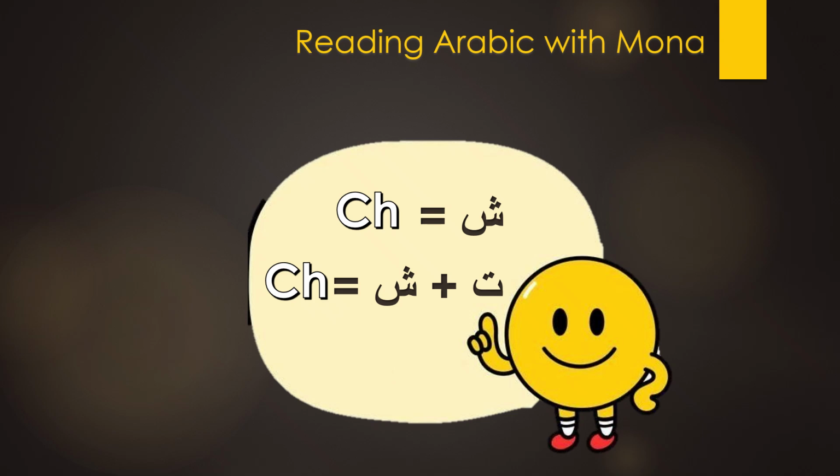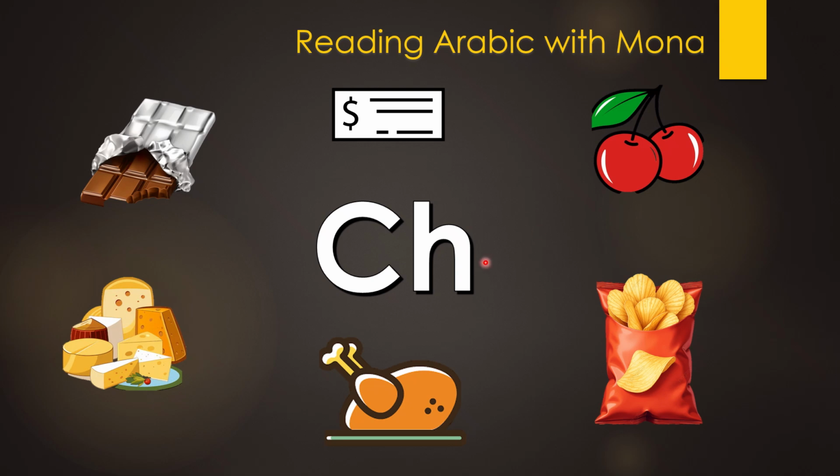I will give you more examples to understand. For example, here we have chocolate. In Arabic, if we want to write chocolate, let's say it's the name of a restaurant or a recipe or an item, we write chocolate sometimes with Sheen and sometimes we write ta and Sheen to represent the ch sound. And the word cheese, sometimes in Arabic it's written with sha and sometimes it's written with ta and sha.